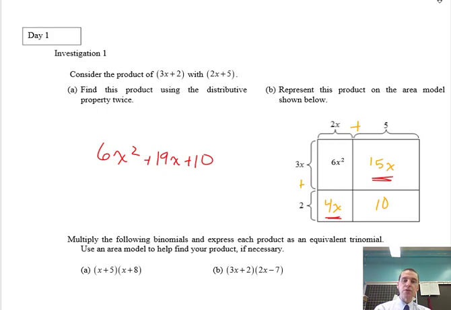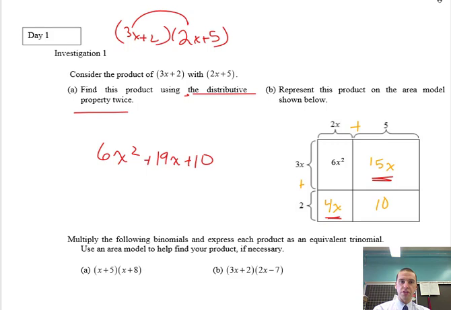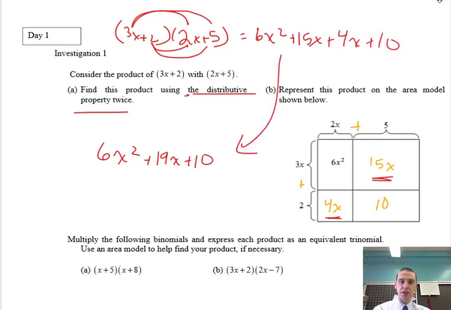If you were not to do it that way, we would do the double distributive, double distributing, which is what we call it, where we take 3x plus 2 and 2x plus 5 and we double distribute. 3x goes to 2x, 3x goes to 5, 2 goes to 2x, and 2 goes to 5. You'll notice that you get the same thing that we did right here. You would get 6x squared plus 15x plus 4x plus 10, and you'll notice that we go right down there.